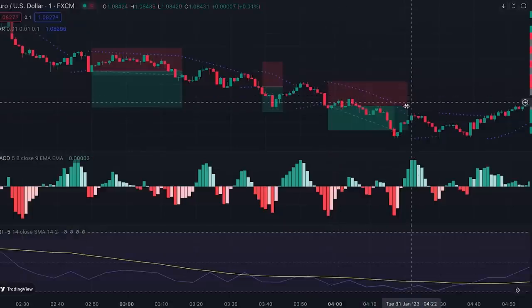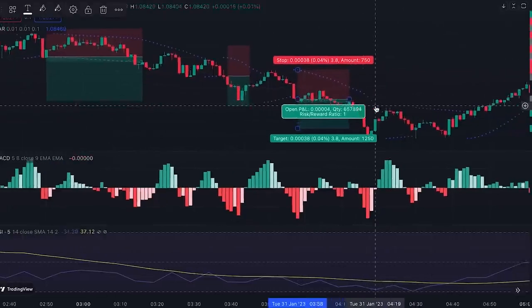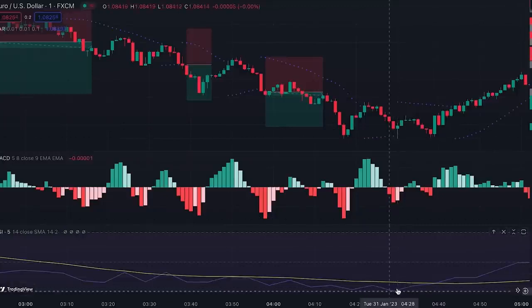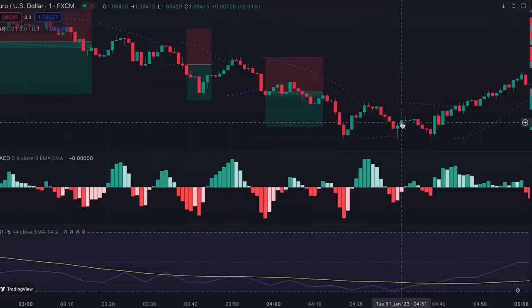Please pay attention that for this signal that we got here, at this point you can see that everything is okay except the candle. The candle doesn't show selling pressure. It's actually a bullish candle. And also if you pay attention, you can see that RSI is on oversold level, so we don't enter a short position here at this point.